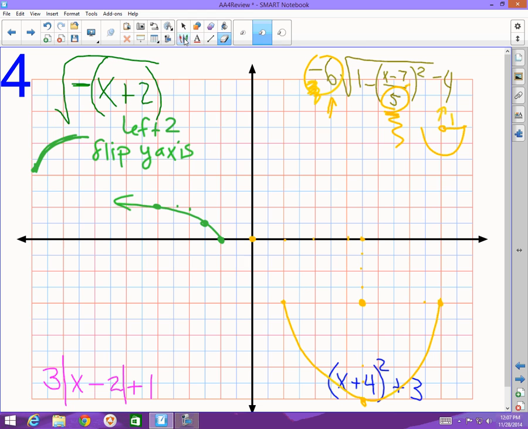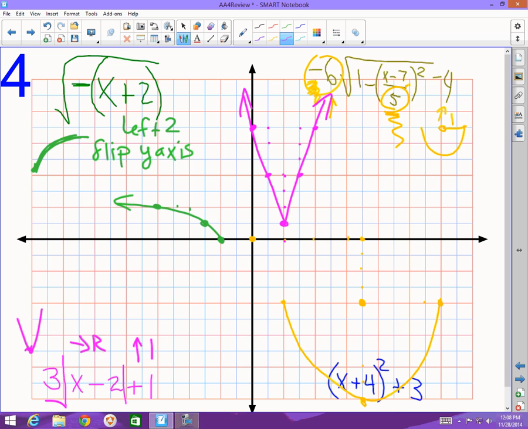All right, moving down to the pink one. We have 3 times the absolute value of x minus 2 plus 1. That's going to be a v. The vertex is going to be to the right 2 and up 1. So right 2 and up 1 is right there. And the 3 then is going to tell us what the slope is. So we go up 1 and over 3 in each direction. I mean up 3 and over 1. And there we have our absolute value equation.